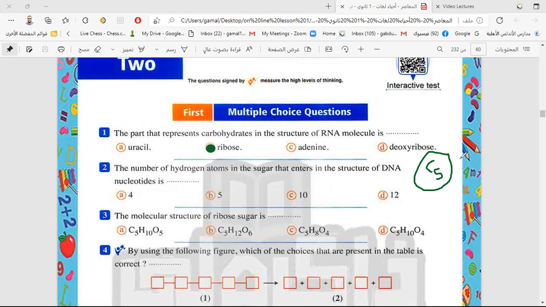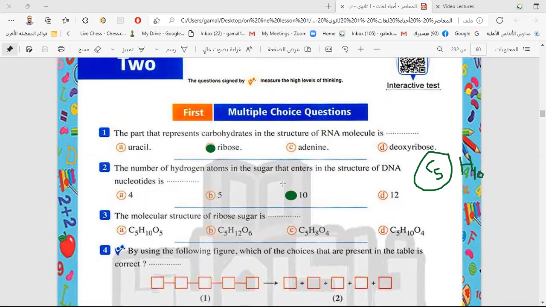So the number of carbon atoms will be what? If carbon atoms is 5, so the number of hydrogen atoms will be what? You remember the ratio 1 to 2 to 1. So hydrogen will be double of it. It will be 10. The answer will be 10 hydrogen atoms. If carbon was 5, the hydrogen will be 10.